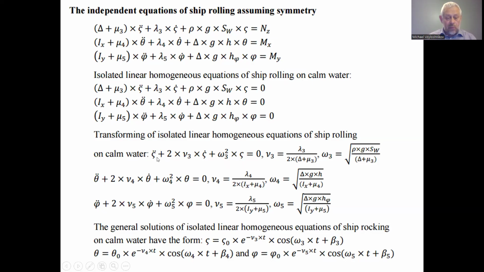First of all, we transform the equations to the indicated form. To do that, we have to divide both sides of the equation by the first factor, and we will redefine the indexes, redefine the notation of the equation. For example, for the second, we consider the factor 2 multiplied by this nu 3. Nu 3 is a decrement of the vertical rocking damping.